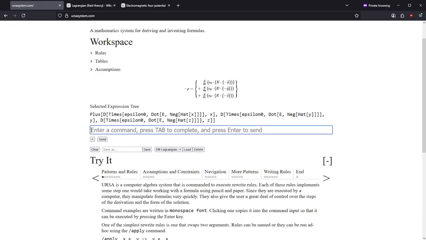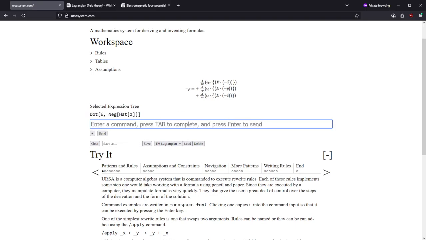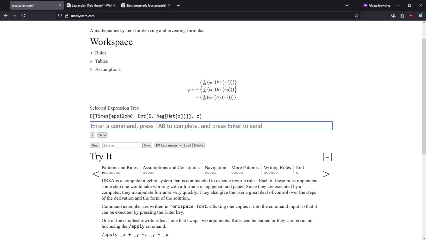actually, I need to be in multi-select again. I forgot to do one thing. I need to get this minus sign moved out of these derivatives, which I'll use bottom up commute neg. And the commute rule just tries to commute an operator with the other operators in the expression. So commute neg is going to try to pull this minus sign out, basically. So I run this and it pulls the minus sign out.